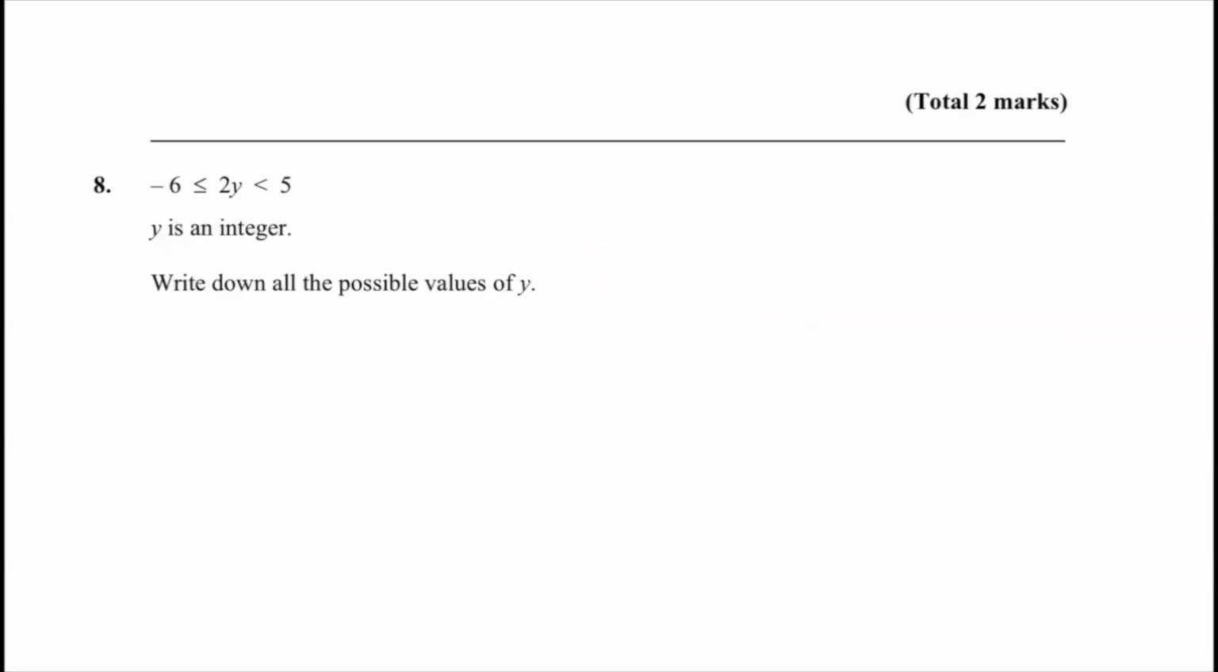Okay, to write down all the possible values of y, we really want y on its own. And at the moment, it has 2 multiplied to it. So we're going to solve that by just dividing through by 2. And that means dividing everything through. So we'll end up with minus 3, y, which is what we want, and 2.5. Now we're being told y is an integer, which means whole number. So the list of possibles are minus 3, minus 2, minus 1, 0, 1, 2.